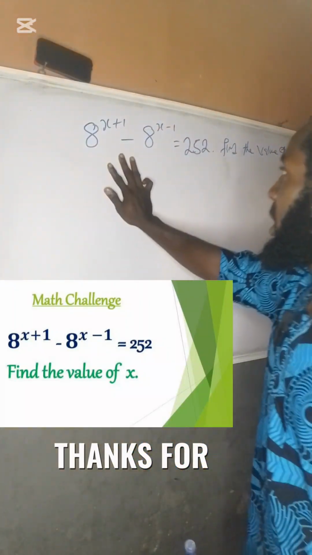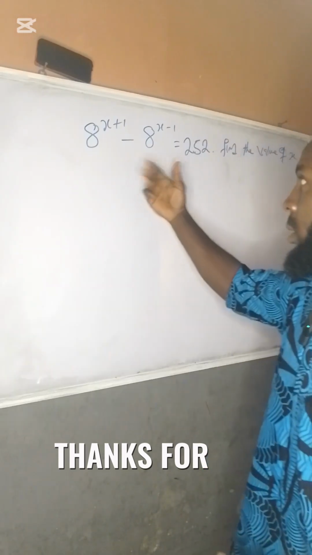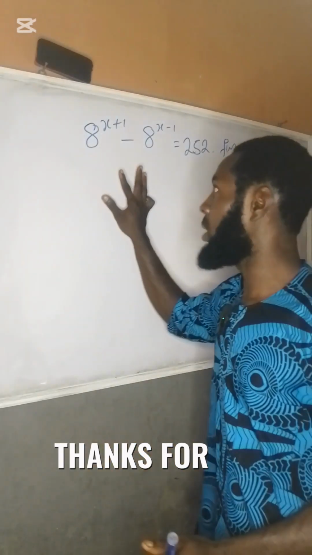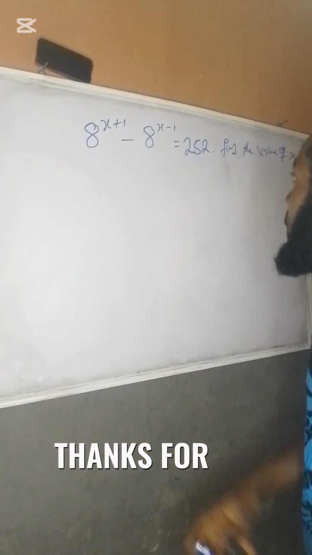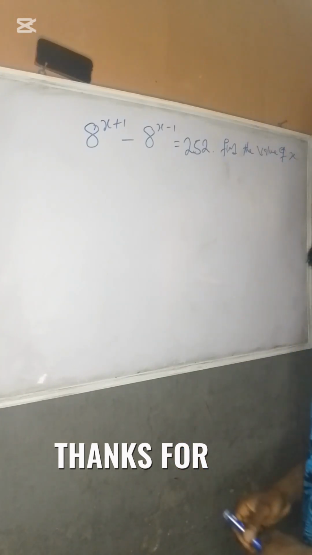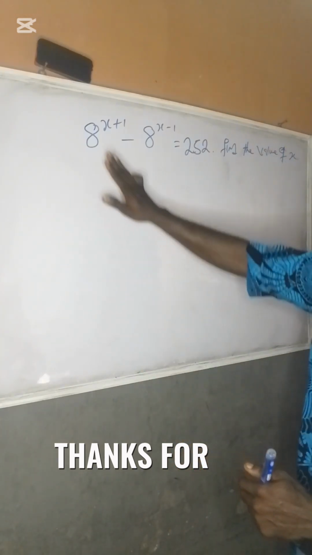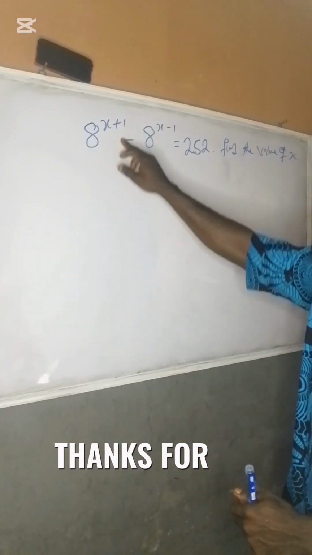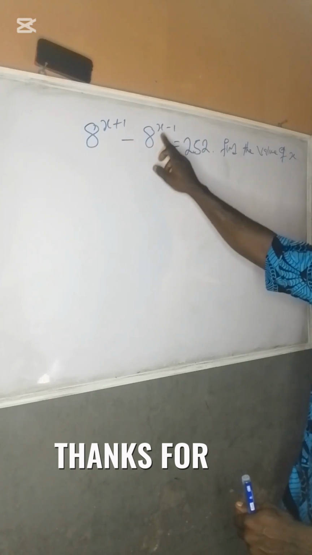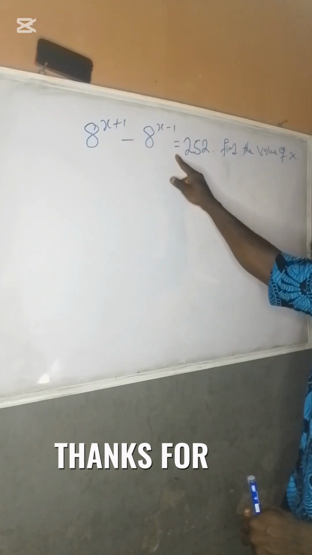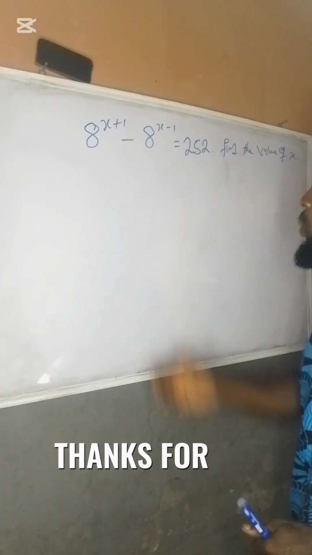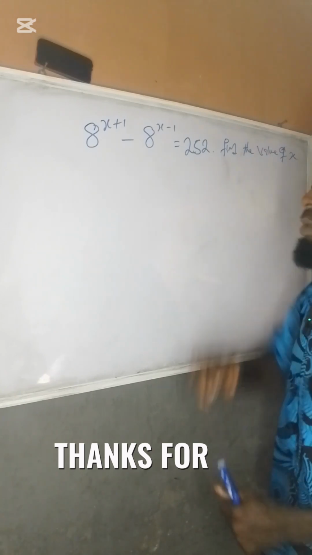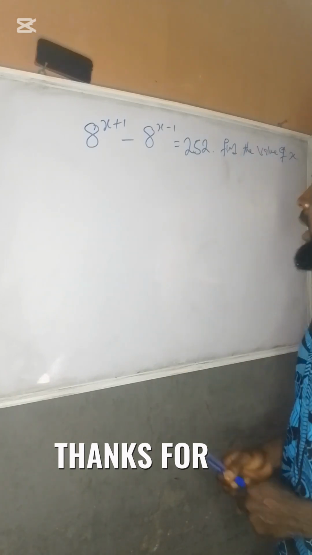Actually, I have posted this to my page for trial, but I actually come here to solve the problem. So now, how do we solve this kind of problem given to us? We are given that 8 raised to the power of x plus 1 minus 8 raised to the power of x minus 1 is equal to 252. We are asked to find the value of x that satisfies this problem. So how do we go with this? Okay, let's start with the solution.